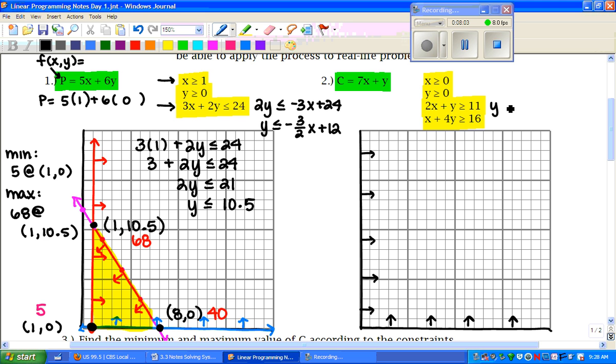For the third inequality, you're going to have to solve for y. So subtract 2x from both sides. The y-intercept is 11, and the slope is negative 2, so down 2 and to the right 1. Again, all of these lines are going to be solid because they will have equal to symbols. And because it's a greater than symbol, I'm going to shade above the red line.